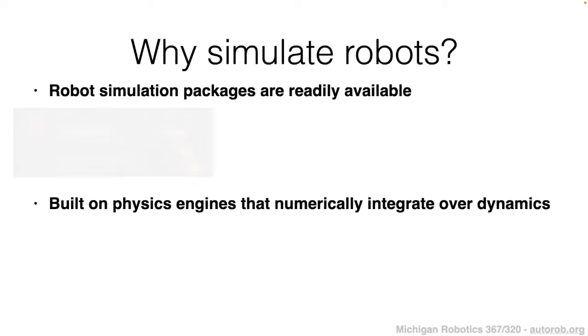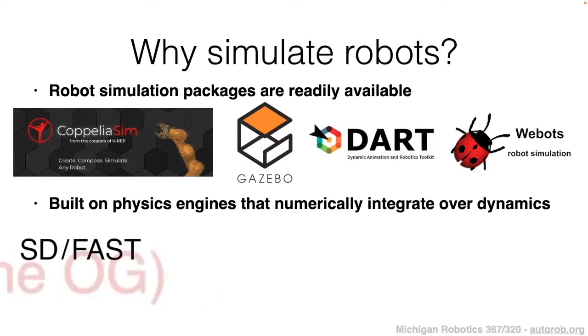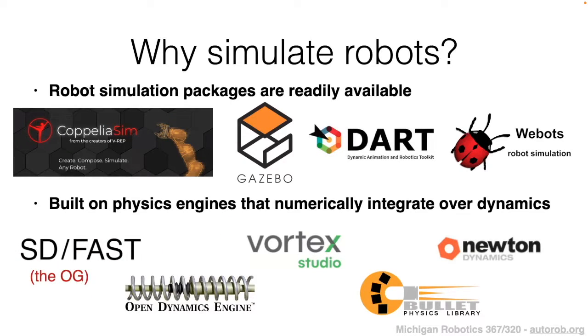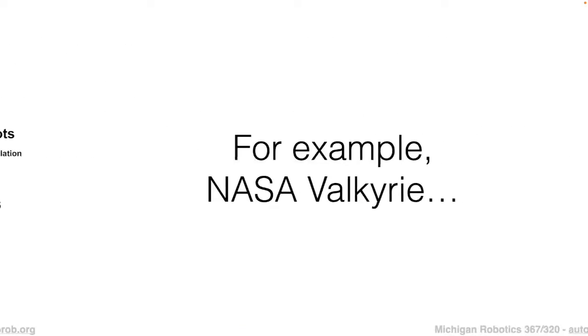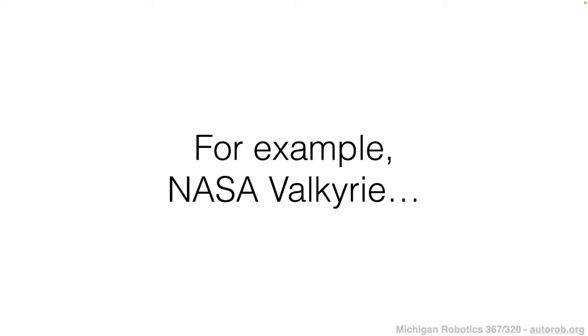One other reason why simulation is useful for roboticists is that currently robotic simulation frameworks are readily available, and they're built on top of physics engines which implement numerical integration for dynamics simulation. One example of where these physics simulators are useful within robotics would be this NASA Valkyrie robot.